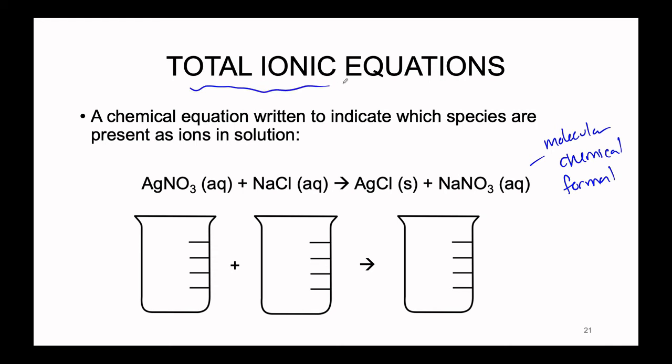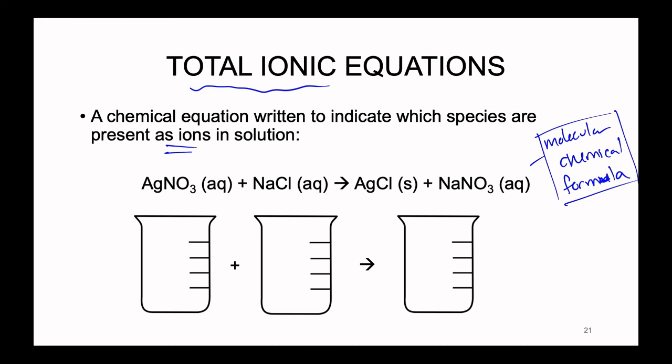The way that a total ionic equation is written is going to look different than our generic molecular chemical formula that we're used to. In a total ionic equation, your chemical equation is rewritten to indicate which species are present specifically as ions in solution. So for example, the molecular chemical formula, I just totally realized I didn't finish writing that word. Our molecular chemical formula written below is for the combination of silver nitrate and sodium chloride, which creates silver chloride as a solid and sodium nitrate in aqueous form. So again, this is not the total ionic equation. This is the molecular chemical formula equation.